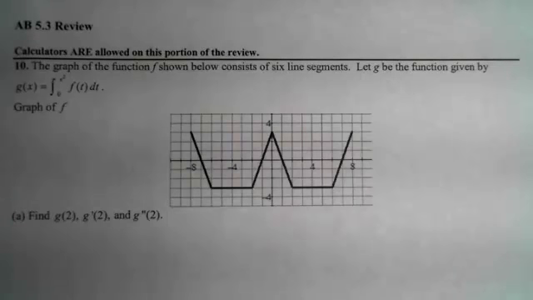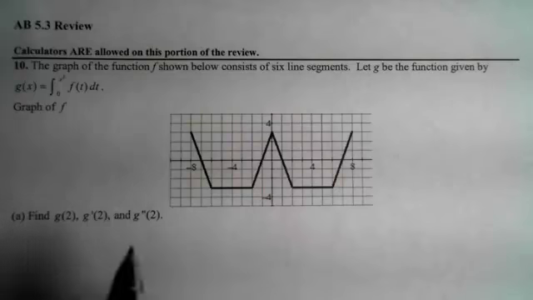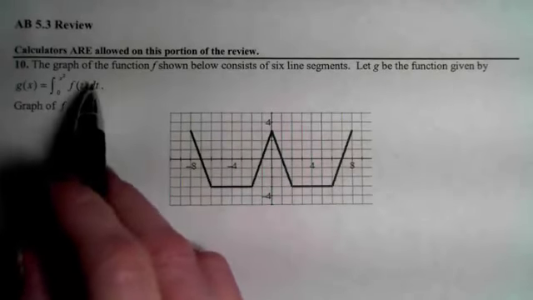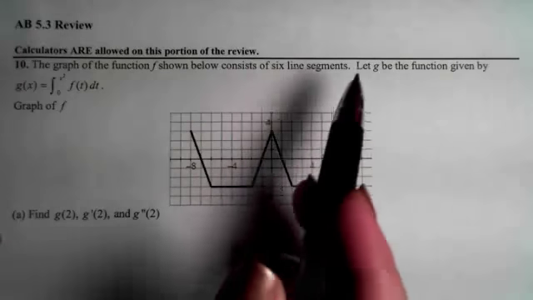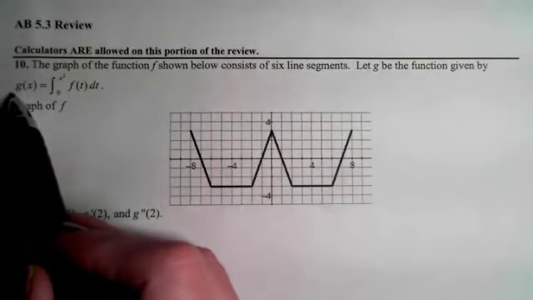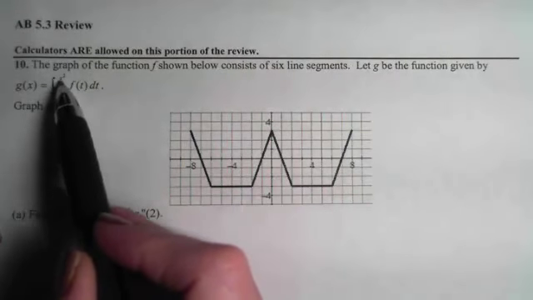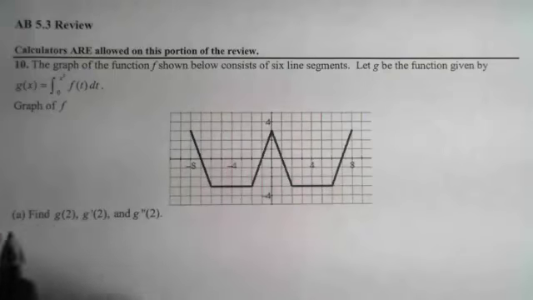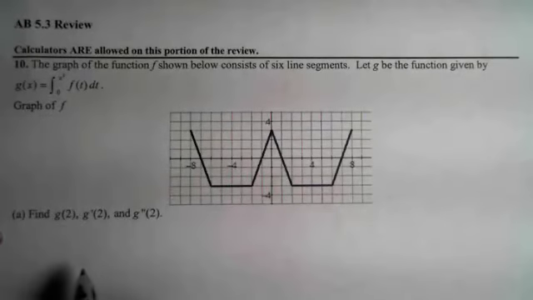This is the 5-3 review, number 10, the free response problem, and in this problem calculators are allowed. So the first thing we see is that we have a graph of a function f, and g is the accumulation of f from 0 to x squared. So for part A, we have three different things that we want to compute.